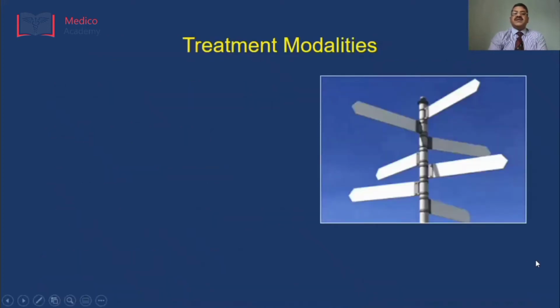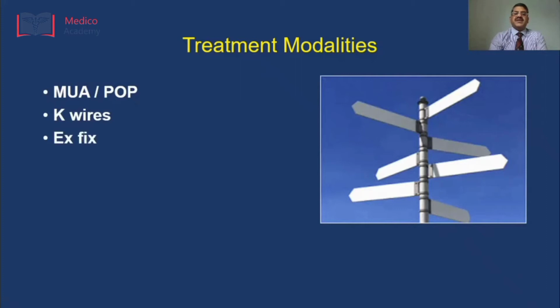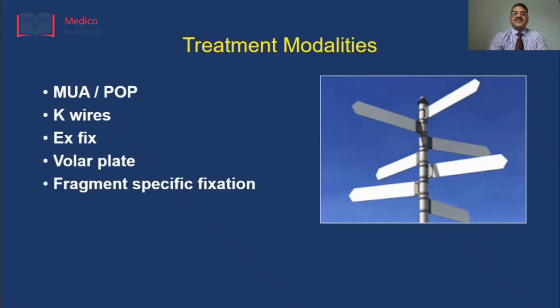Treatment modalities are plenty and sometimes very confusing. The commonly accepted treatment modalities are manipulation under anesthesia and plaster of Paris cast, K-wire fixation, external fixation, or a combination of K-wires and external fixation, a volar plate fixation, a fragment-specific fixation, or in certain cases, an arthroscopy-assisted fixation.